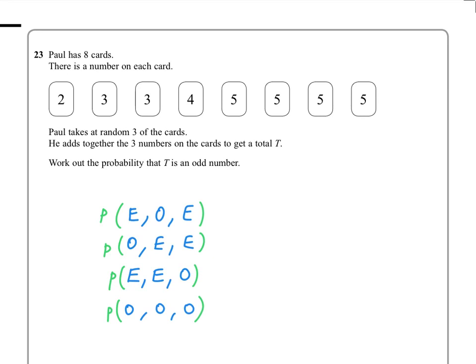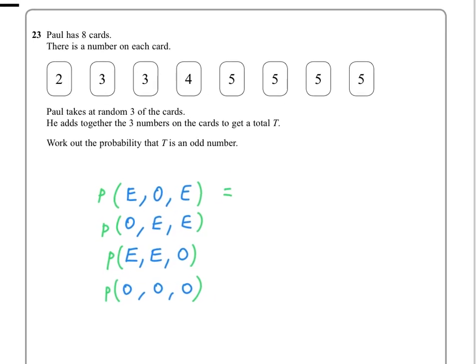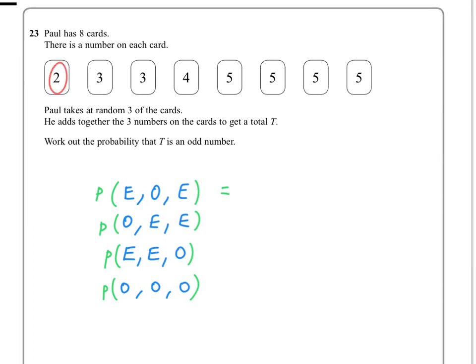And then you say, right, 8 cards, and then takes 3 of the cards. So don't try thinking that you took 3 at once. Okay, with probability, you've got to kind of imagine it's 1 at a time, and there's not going to be any replacement here. So for the first one here, to get the first even, well, there's 2 even numbers out of how many cards? 8.